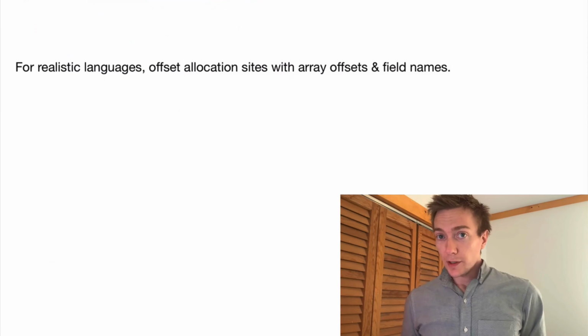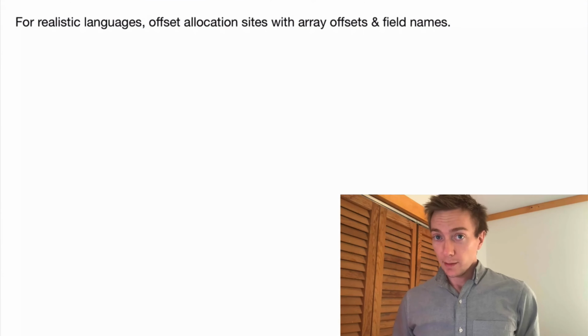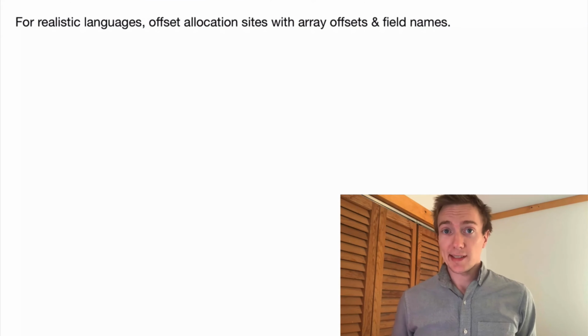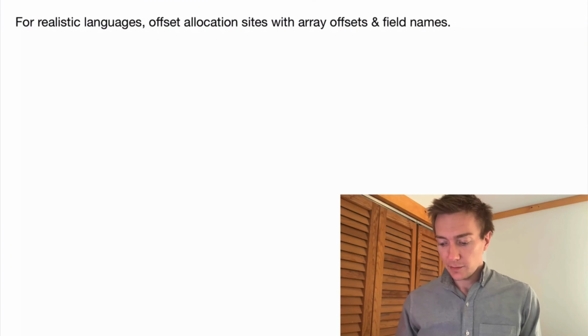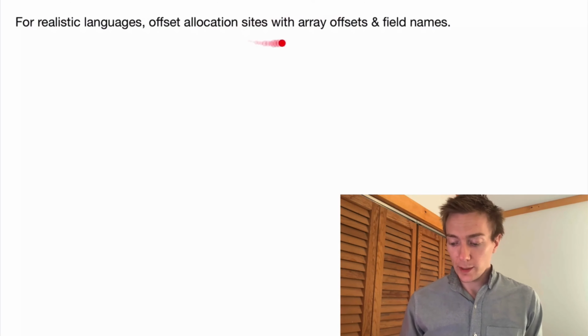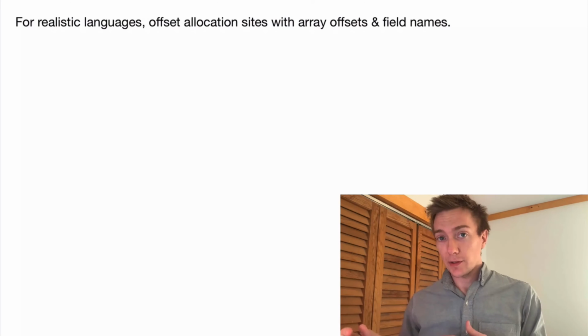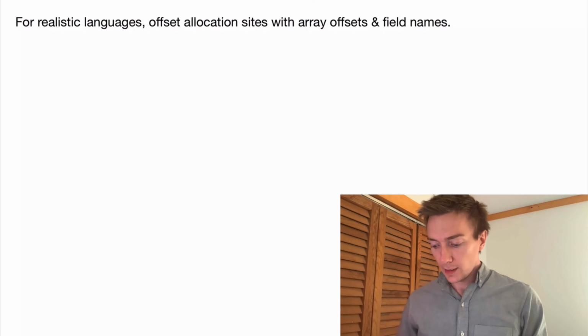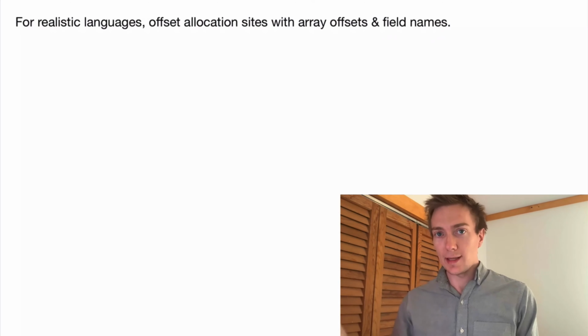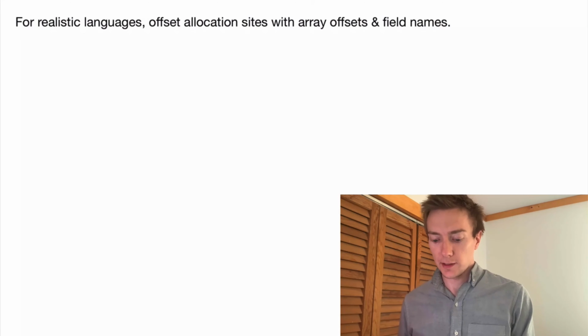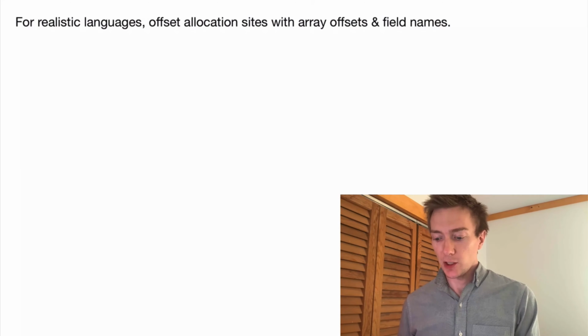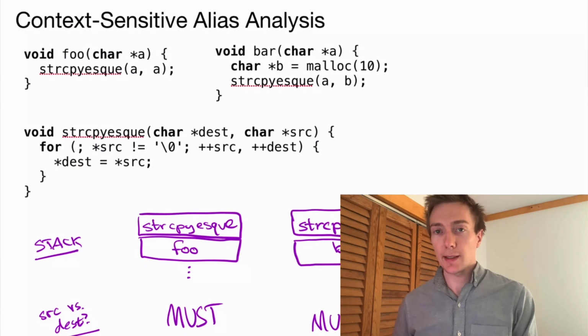This simple heap model works for Brill. For realistic programming languages, you inevitably want to make this slightly more precise at least. For example, in languages with arrays, you really want to have a separate memory location for every offset in the array often. And typically you want to have separate memory locations for different fields within an object if you're in an object-oriented language. The final aspect I want to talk to you about is bringing context sensitivity to alias analysis.